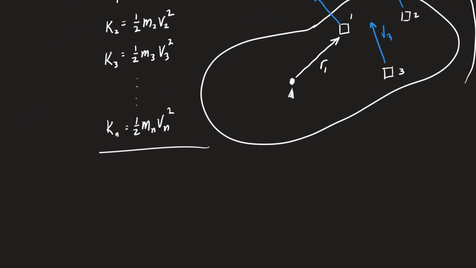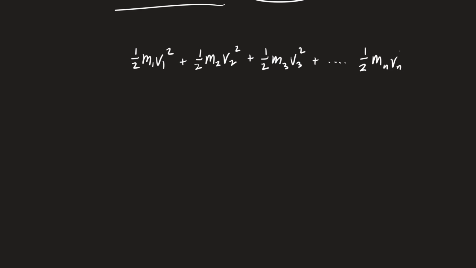Now, that's not a huge deal. If I get the potato out of the way, I'm going to have 1/2 m1 v1 squared plus 1/2 m2 v2 squared plus 1/2 m3 v3 squared all the way until I get to the last piece of potato. This should give me the total rotational kinetic energy. Now, if the center of mass was moving as well, that'd be a separate thing, but I'm only talking about the fact that it's rotating.